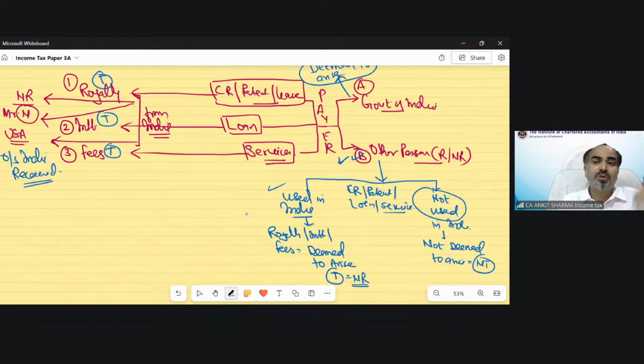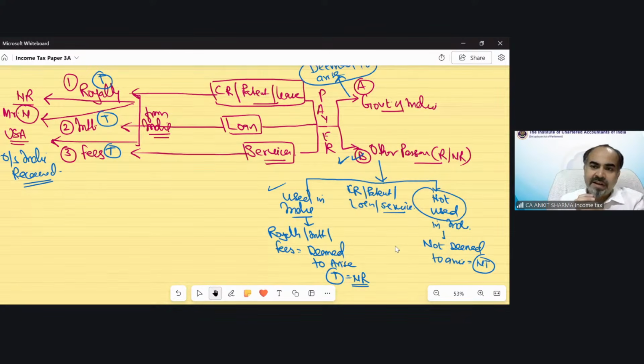Suppose it is proportionately used, out of that 50 lakh, 30 lakh used in Indian factory, 20 lakh outside India. Then of course the 30 lakh rupees proportionate interest is going to be deemed to arise from India, and that is going to be taxed in the hands of Mr. N. So this diagram will help you a lot to understand those three concepts which are mentioned over there.